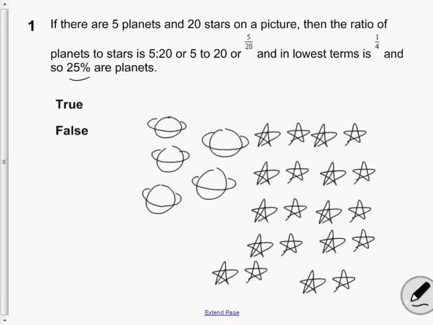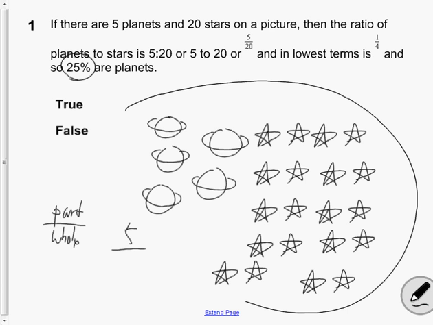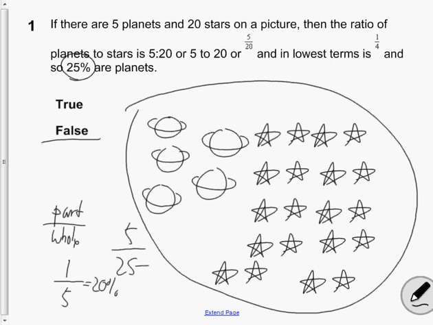But if we really think about this 25%, that has to be what we call a part-to-whole ratio. And if we think about part-to-whole, the part we're looking at is planets, which is 5, but the whole has to encompass not just the stars. If I'm going to make a percentage out of it, I have to include everything, which means it's 5 out of 25, which is in lowest terms 1 out of 5, which is 20%. So not 25%, so the answer is false. 20% of the pictures are planets, not 25%. Remember, it's part to whole, not part to part. I can't put a 20 here and make a percentage out of it. It has to be a part to whole.